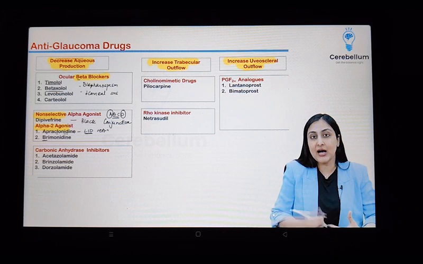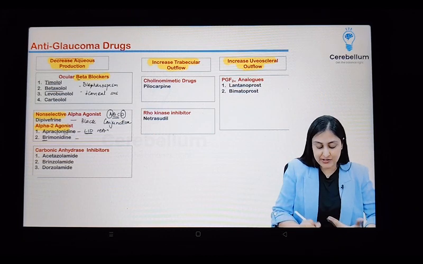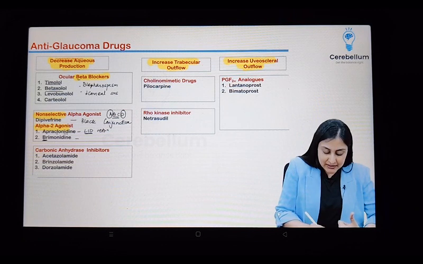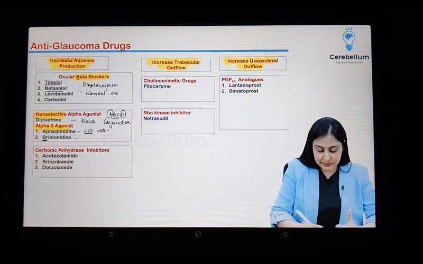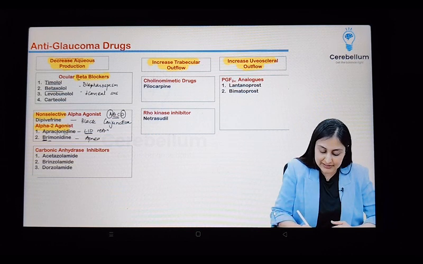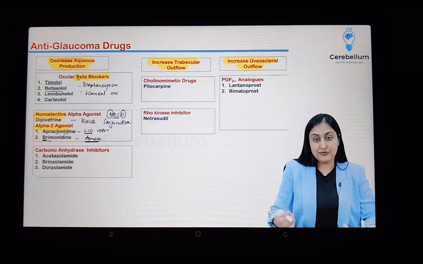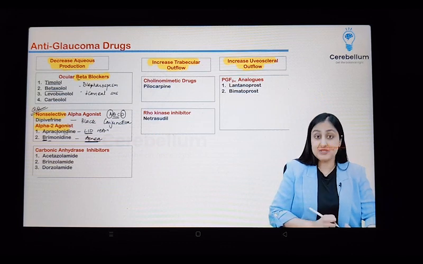Brimonidine starts with BR, brain. So you want to remember this suppresses the brain in infants. Or you can remember BR for breathing. It stops the breathing. Or Brimonidine, BRI, it inhibits breathing. So this causes apnea, and that's why this is not used in children. Okay, so these are the side effects of alpha agonists. This is very, very frequently tested.